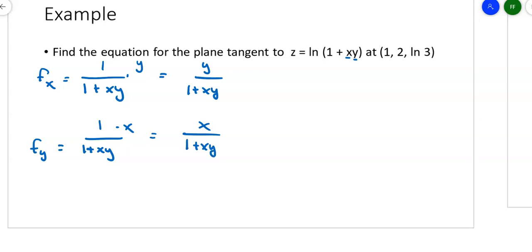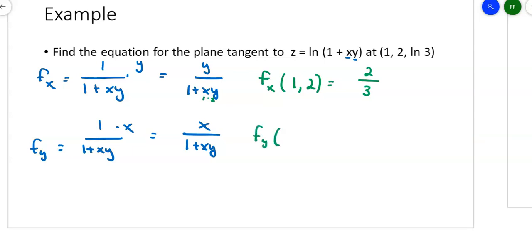Now I need to put in some numbers. So now let's find the partial derivative with respect to x evaluated at the point (1, 2). I put a 2 in for y, and if I put 1 times 2 down the bottom here, 1 times 2 is 2, plus 1 is 3. So the partial derivative with respect to x evaluated at (1, 2) is 2/3.